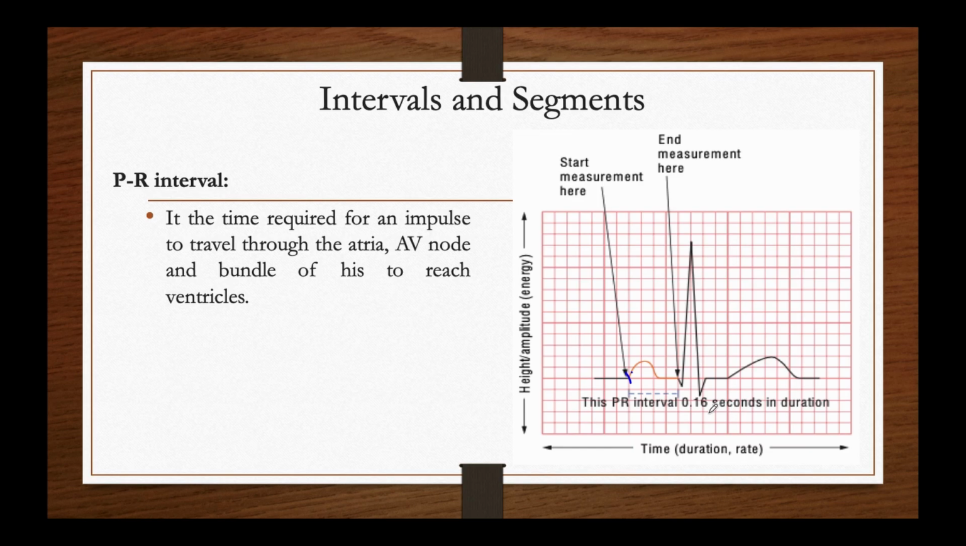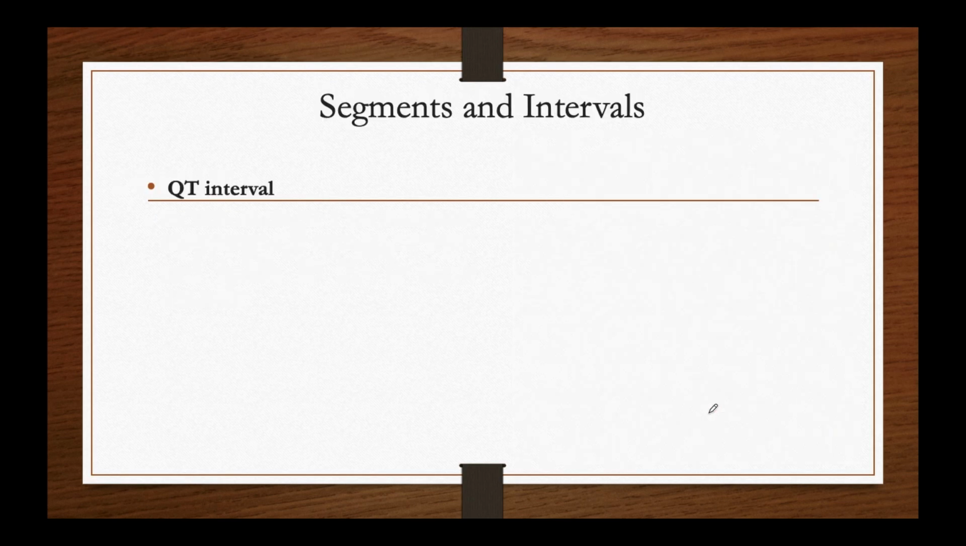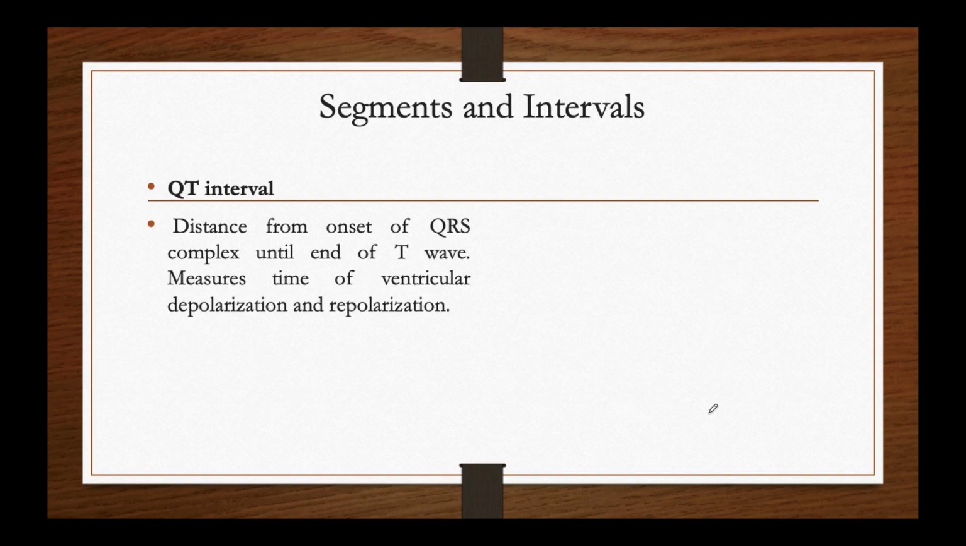Now, the next one that we need to look at is the QT interval. When we talk about the QT interval, the QT interval starts at the beginning of the QRS complex and ends, or terminates, at the end of the T wave, and usually denotes the electrical systole of the heart.